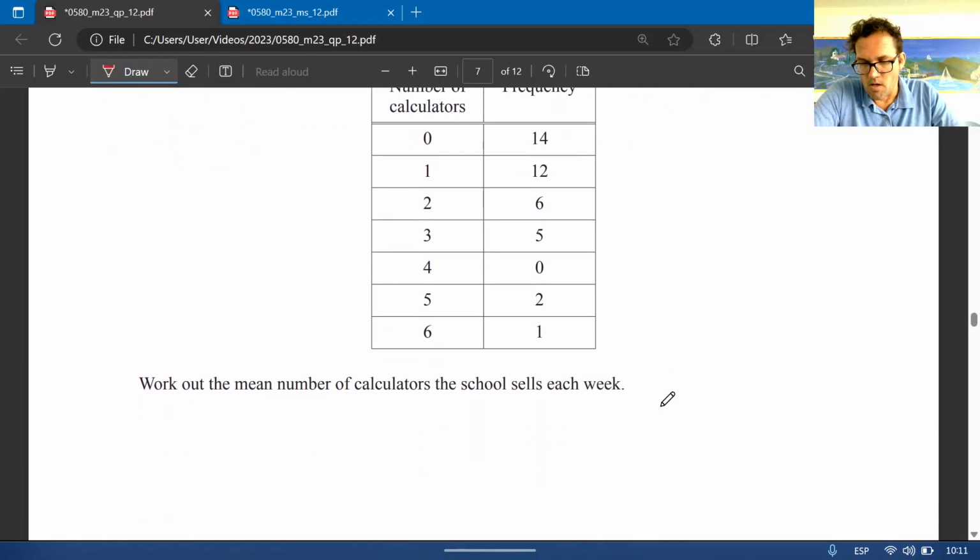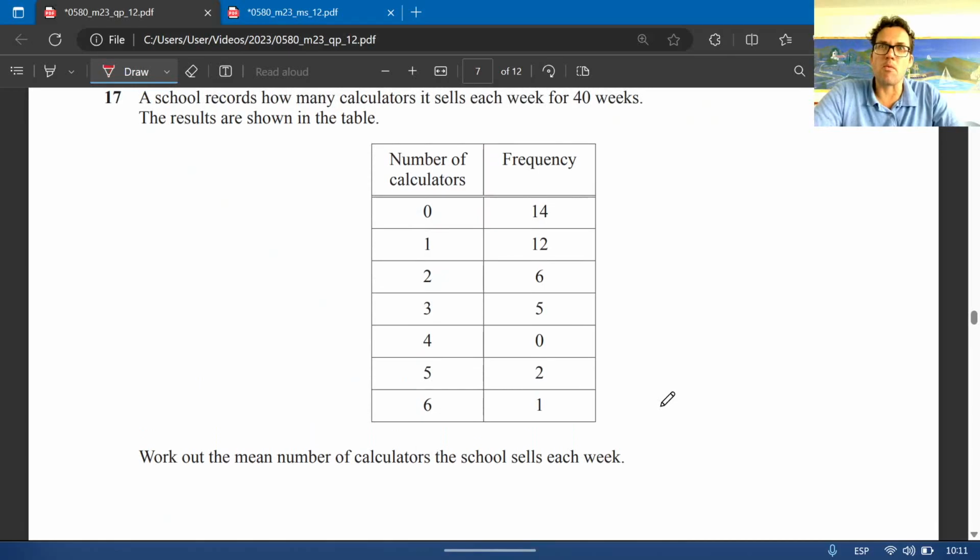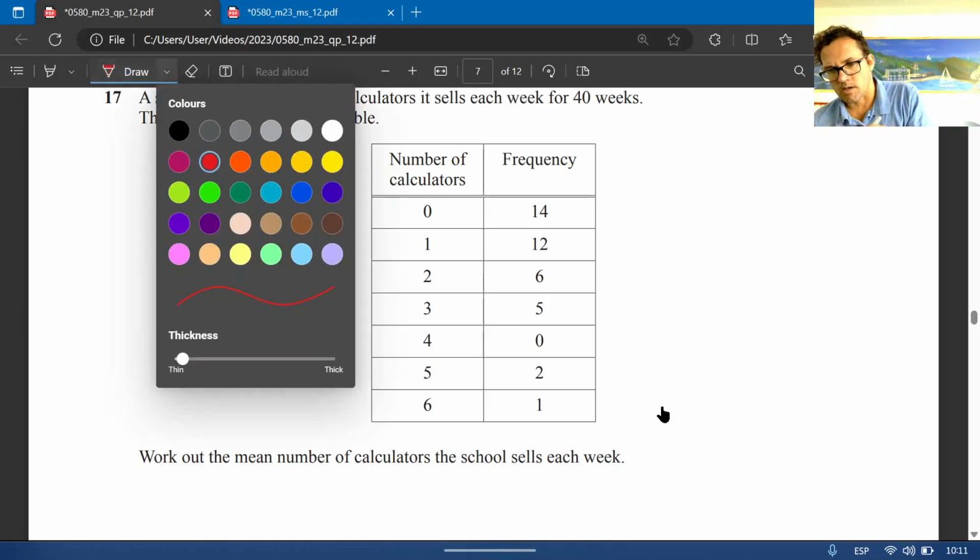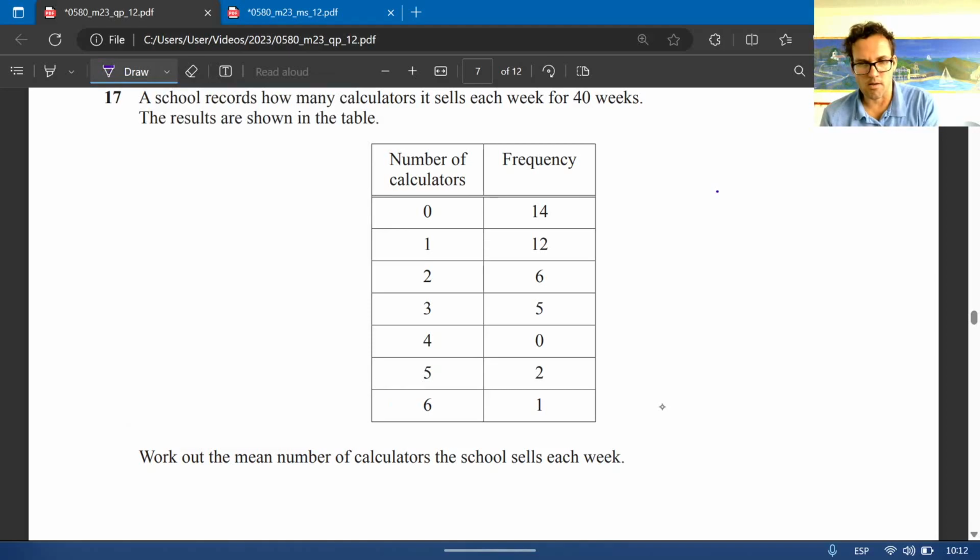Work out the mean number of calculators the school sells each week. Mean. Remember, we have to add it all up. We have to add up all the calculators that were sold. Okay, how many calculators did they sell? 40? No, they were selling them for 40 weeks. You'll see the frequency adds up to 40.